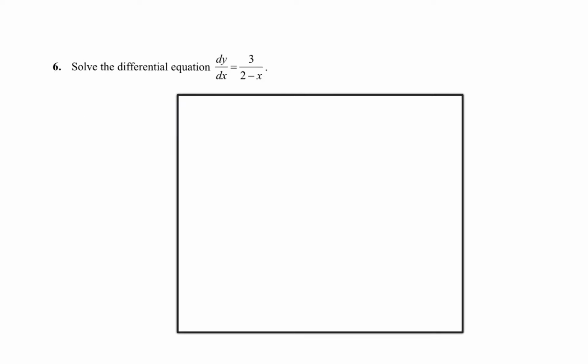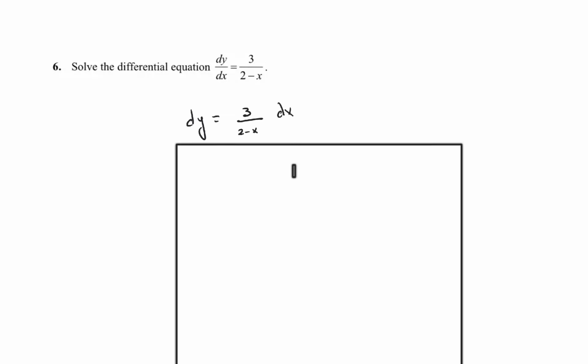Next problem will be to solve the derivative of y with respect to x. The slope is 3 divided by 2 minus x, and this remains a logarithm because the slope of the logarithm function is 1 divided by x. So how will we do this? We have to find y whose derivative is 3 divided by 2 minus x. This is a differential equation. So let's separate. The y will go to one side and dx will go to another side.